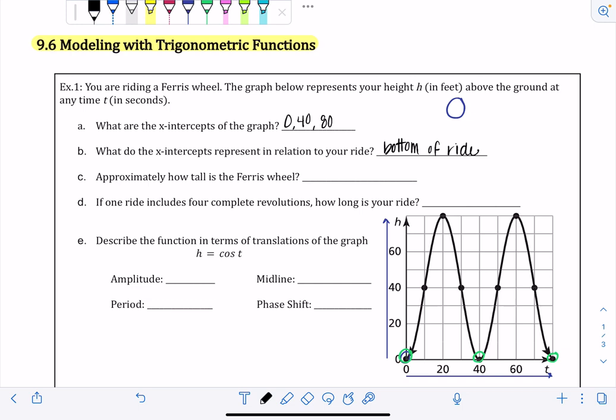C says approximate how tall is the Ferris wheel. So basically, what is the distance from the bottom of the ride to the top of the ride? We can see that here. The bottom of the ride is at 0, the top of the ride is all the way up at 80. So the ride in total would be 80 feet tall.